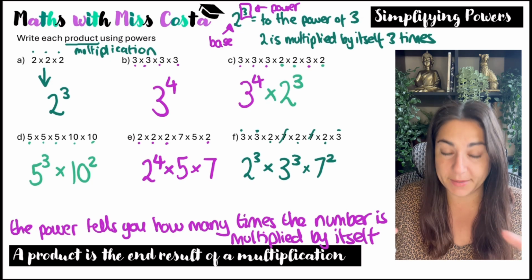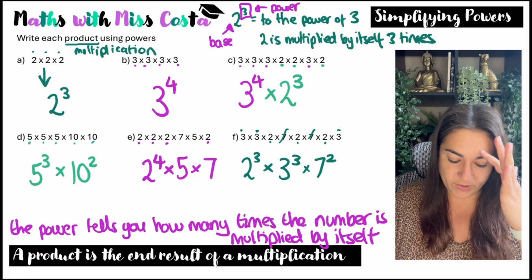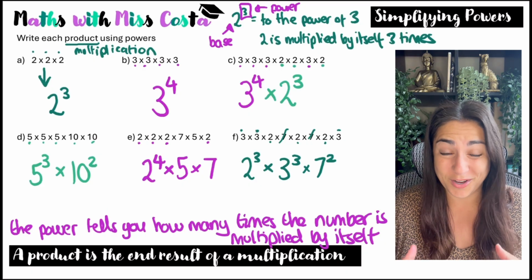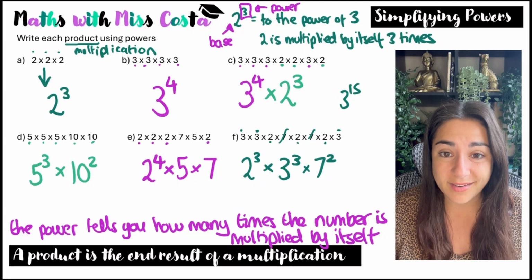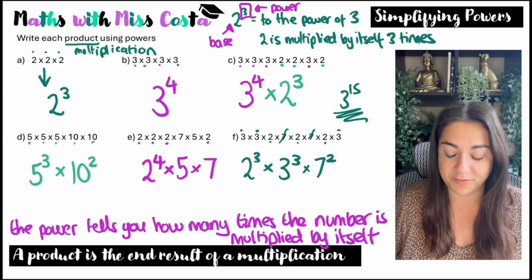Okay, so that's how we simplify powers if they're numerical, which means if they're numbers. We don't need to work out the answer. A lot of people spend such a long time working out answers because sometimes you get something like 3 to the power 15. That's going to take you forever. You don't need to work out that really big number. You just need to write it as 3 to the power 15.